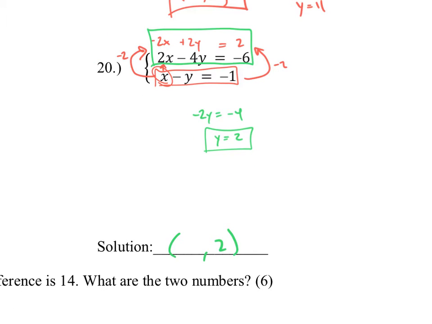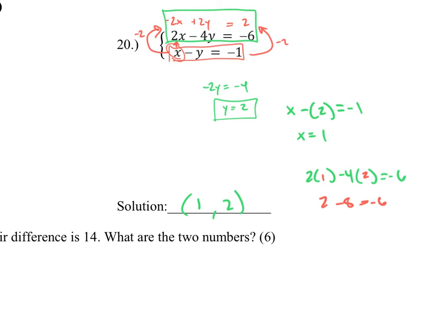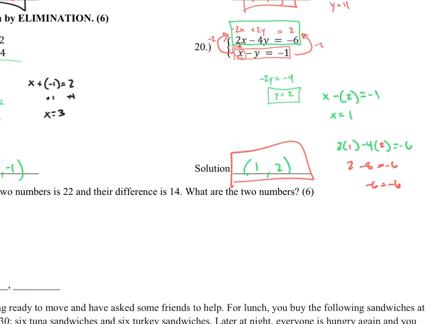And then from there, I could go back and plug it into the second equation to figure out what x is. When I add 2 onto both sides, I'll get that x is equal to 1. And as always, you can go through and double check it and make sure that it works. If I plug in 1 for x and 2 for y, we'll get 2 minus 8 is equal to negative 6. 2 minus 8 is negative 6. So that gives us confidence that our answer is correct.